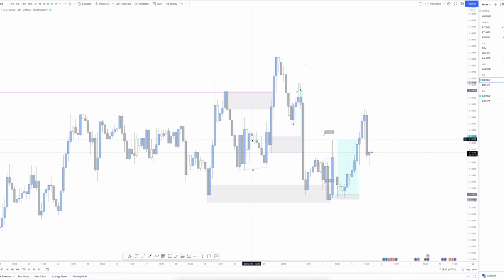So with that being said, we're going to break down this trade from top to bottom, go over the confluences, go over entry models, things like that. Sit back, relax, and let's get into it.